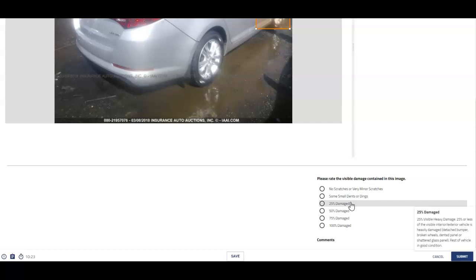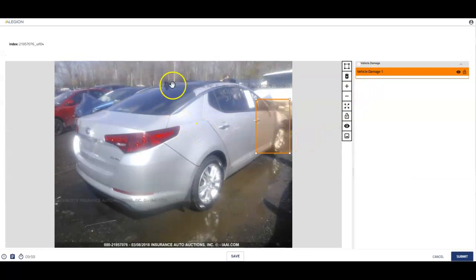Now, 25% or less of the visible exterior of the vehicle is heavily damaged. It could be a detached bumper, broken wheels, dented panels or shattered glass panels. The rest of the vehicle is basically in good condition. If you look at this picture right here, if you want to classify 25%, maybe this part here is 25%, and then this part right here is another 25%. The front driver and passenger is another 25%, then the hood part is another 25%. So four sections, 25, 25, 25, 25, make up the 100% of the car. This is another way for you to use the percentage value.